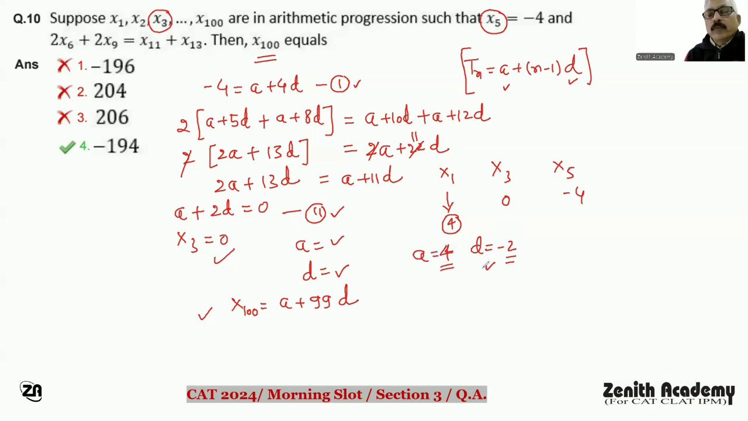कॉमन डिफरेंस ये हो गया। तो विदाउट इक्वेटिंग इक्वेशन नंबर 1 and 2 you can have value of a and d. So now answer is 4 plus 99 into -2, 4 minus 198. Answer is -194.